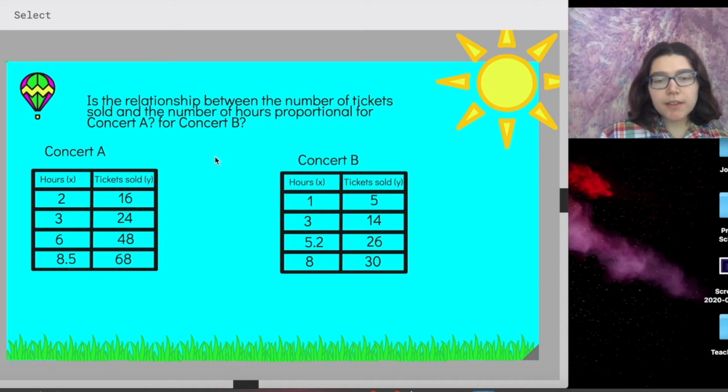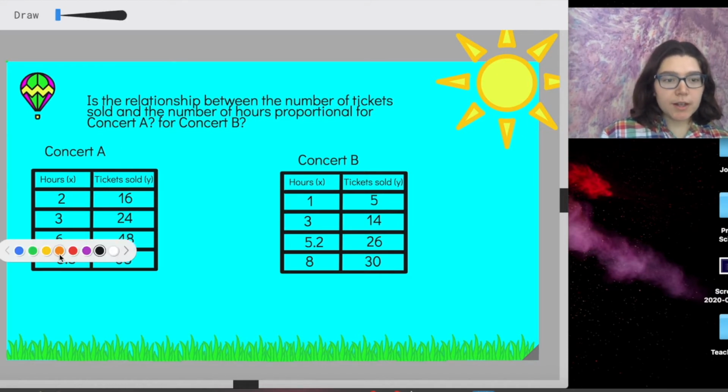Hello, today we're going to be looking at proportional relationships, understanding what a proportional relationship is, what it means, and then applying that a little bit. So if we look at our question, is the relationship between the number of tickets sold and the number of hours proportional for concert A and for concert B? Okay, so let's zoom in on this word proportional for a minute.